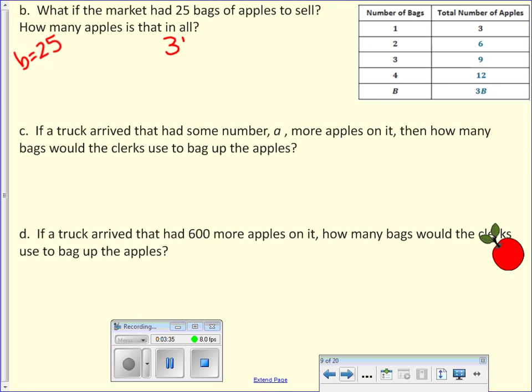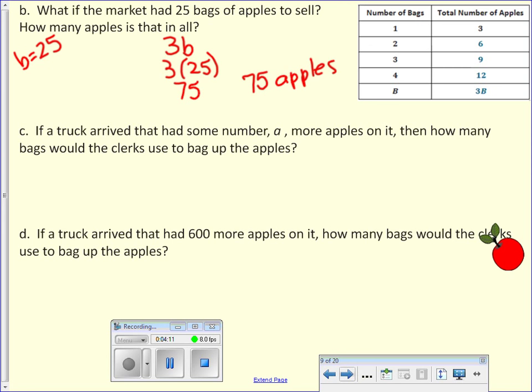So my formula is 3B, 3 apples per bag. But now the sentence is telling me I have 25 bags. So 3 apples per each bag. So 3 times 25, 75. So I have 75 apples. Formula to answer. FTA. Formula to answer. Okay, make sure you label your answer.